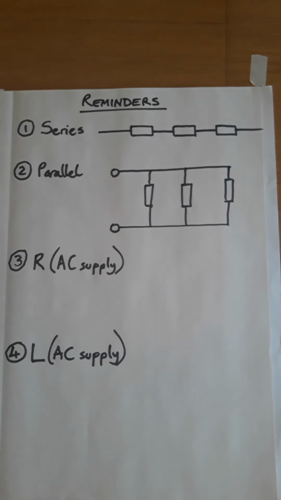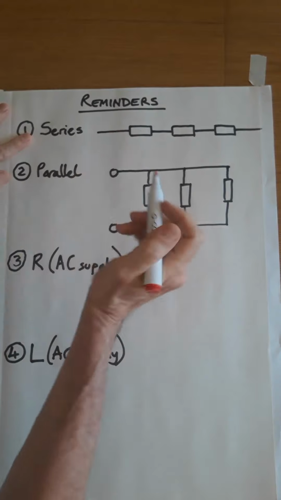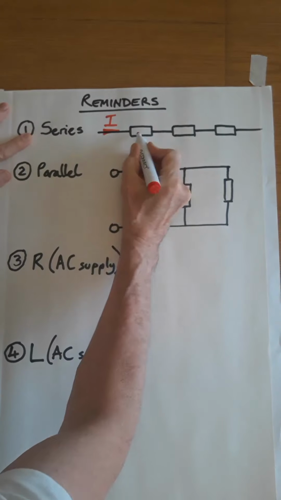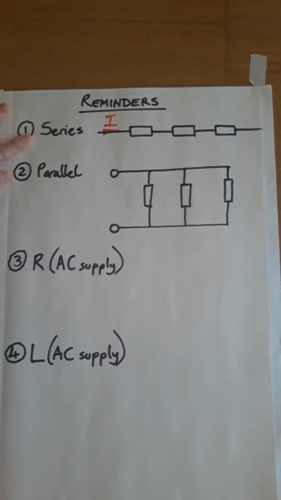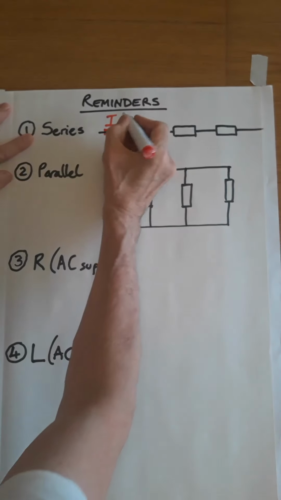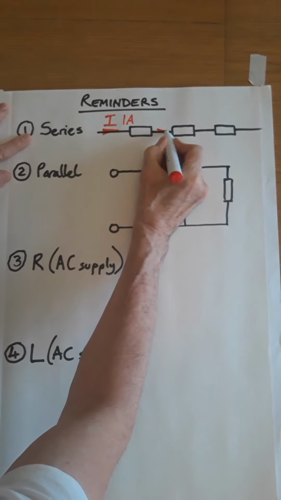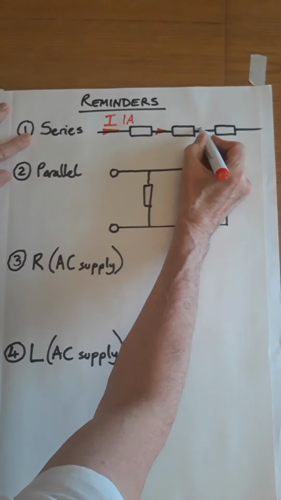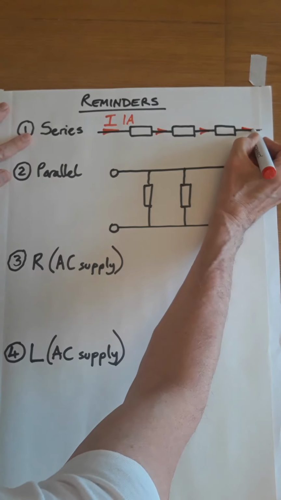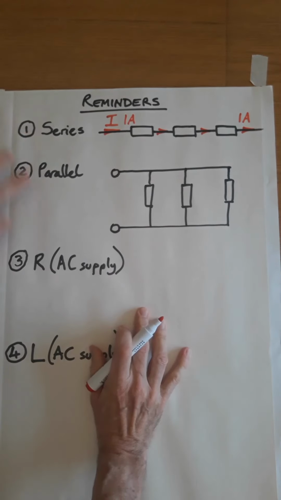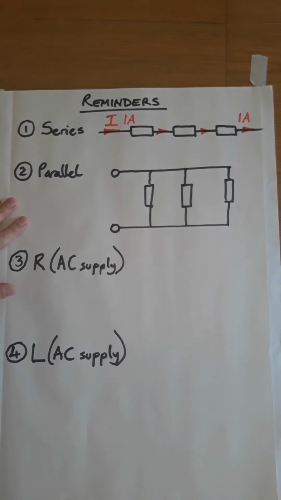So, some quick reminders before we move on to the next part of the AC theory topic. Series circuits. In a series circuit, the same current flows through each part of the circuit. So if this is 1 amp, then there's 1 amp through this resistor, there's 1 amp there, 1 amp through this resistor, 1 amp there, 1 amp there, and 1 amp there. So the same current flows through all parts. That's important because we're going to need that later.